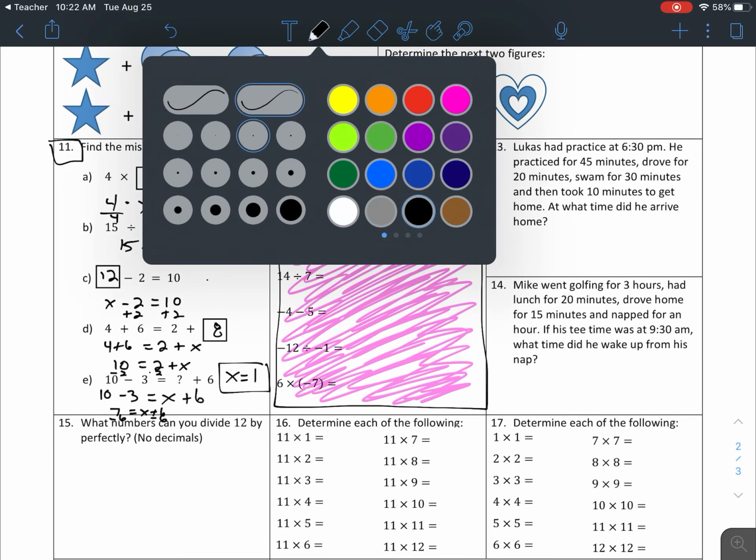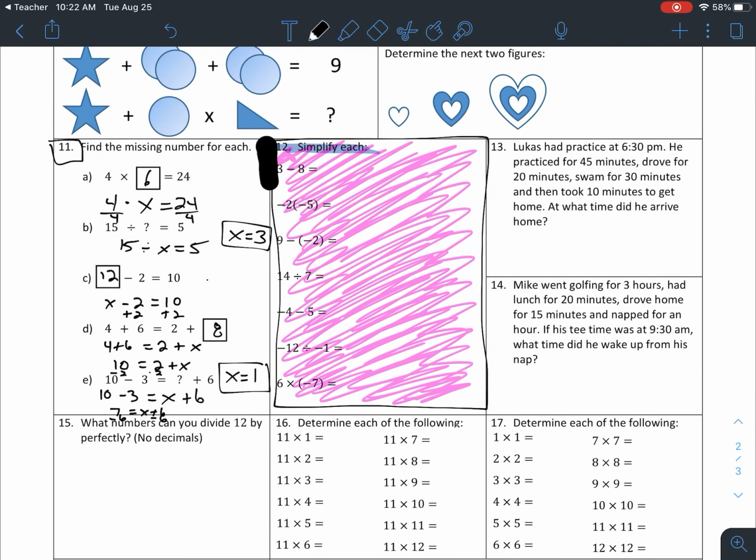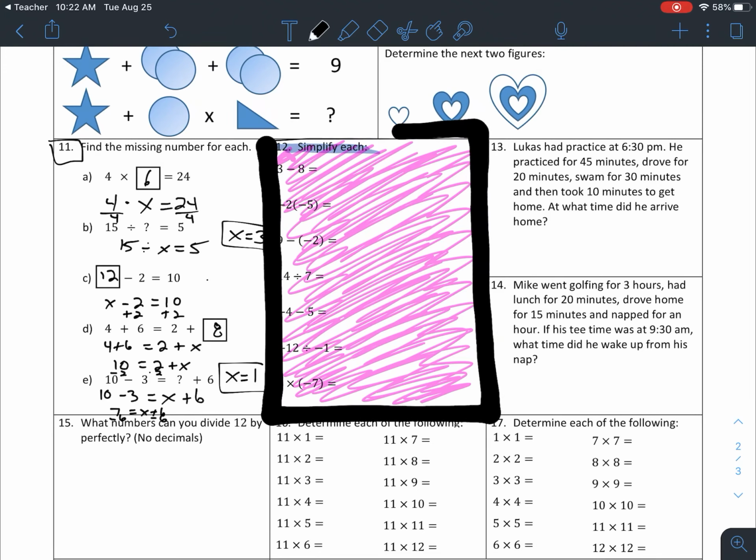12 here. You need to do this box here on your own. Okay, this is your check for understanding for the day. Make sure you do that.